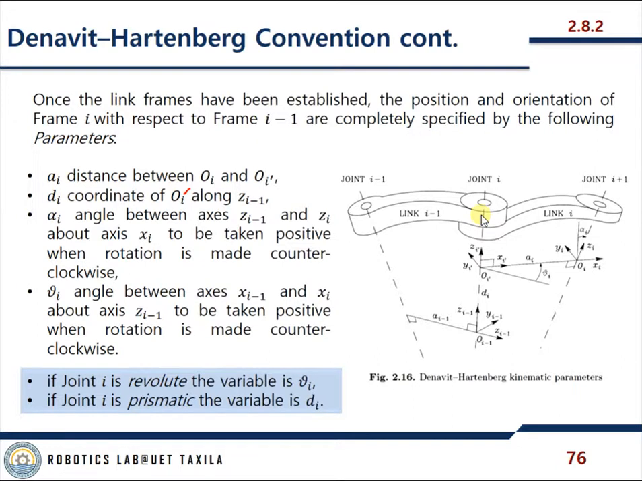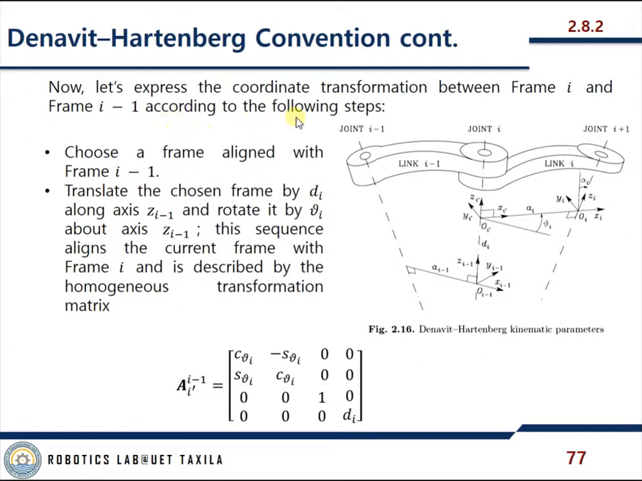If joint I is prismatic, this movement would be possible, and this would be the variable. Now let's express the coordinate transformation from frame I to frame I minus 1 according to the following steps. Let's consider this is frame I minus 1. As I said, this is axis I. The axis I frame would have the next joint, and axis I would have the I minus 1 frame over there. Choose a frame I, choose a frame aligned with frame I minus 1.